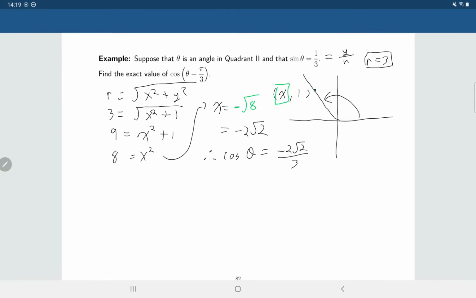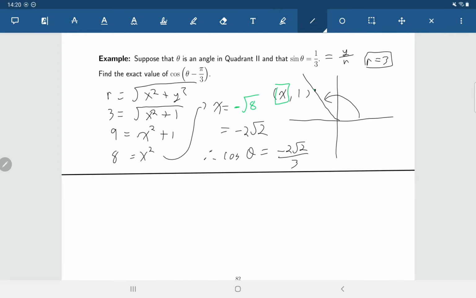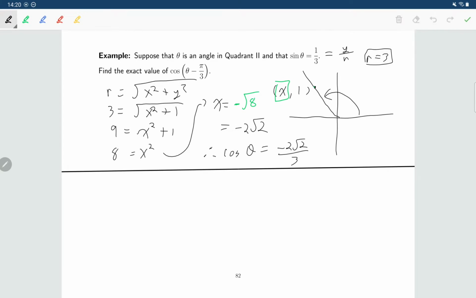So now we've got most of what we need in order to actually find the answer to the given question, which was, what is cosine of theta minus pi over 3? And as we said, we were going to use that difference identity for cosine, that if you're looking for cosine of one angle minus another, that would be cosine of the first angle times cosine of the second plus sine of the first angle times sine of the second.